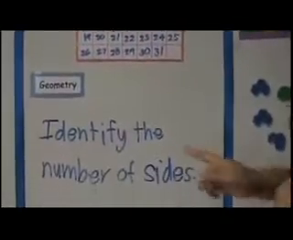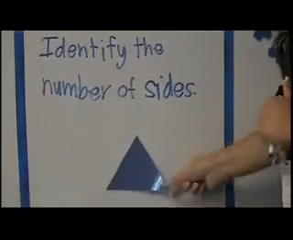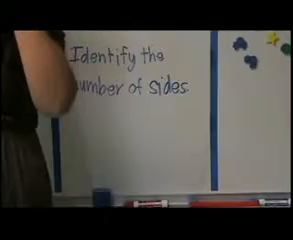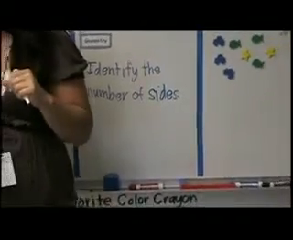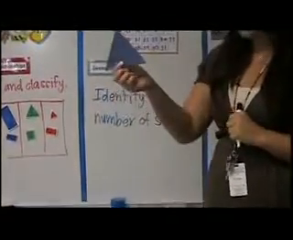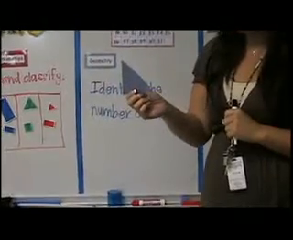Identify the number of sides. Think about what this is called. Think. Triangle. I said think. Whisper. Okay, tell me what this is called. Triangle. Here, repeat after me. I'm Tommy Triangle. I'm Tommy Triangle.